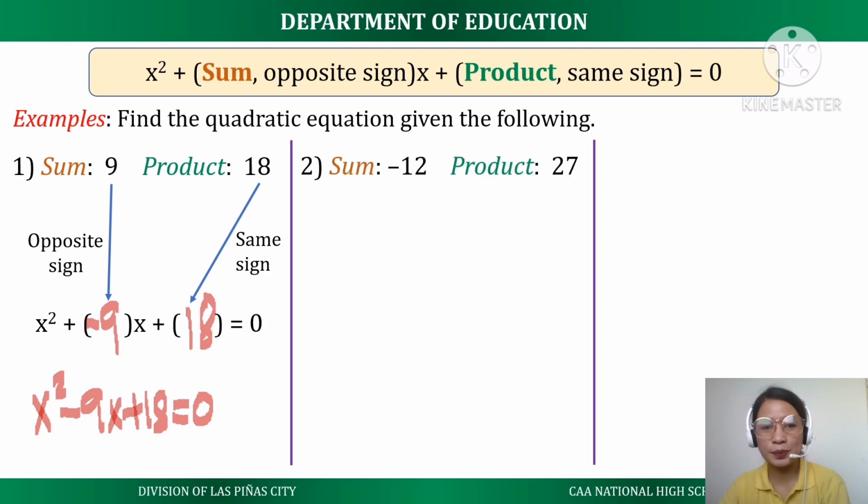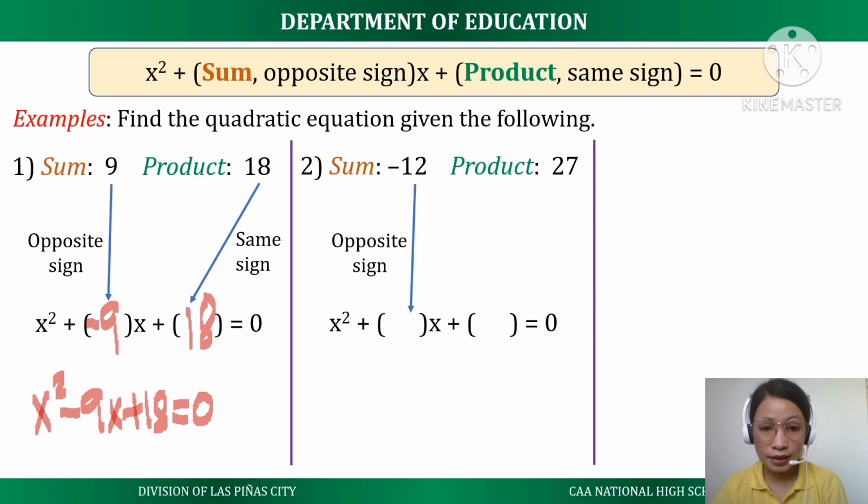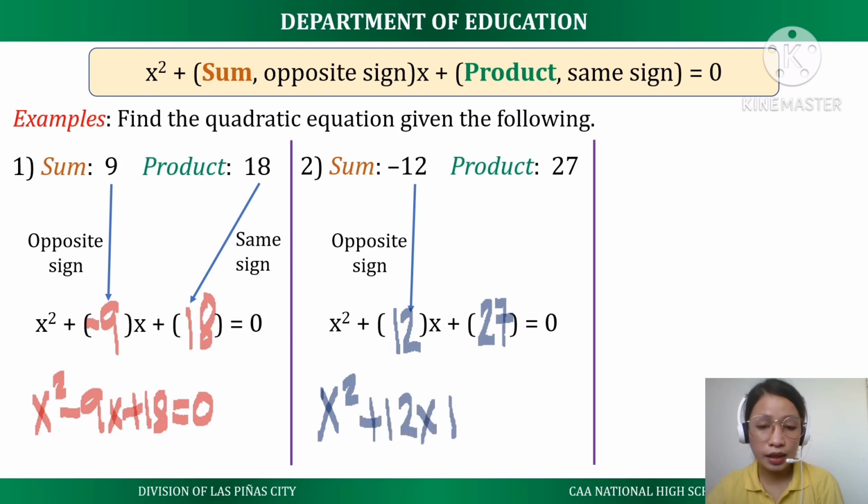Okay, second example tayo. So example number 2, the sum is negative 12 and the product is 27. Again, ilagay natin yung form. X squared plus, yung opposite sign ng sum natin. So, sum natin ay negative 12. Kukunin lang natin yung kabaliktaran ng sign yan. So, positive 12, then variable x plus product. Same sign ng product is 27 pa din. Is equal to 0, then simplify. We have x squared plus 12x plus 27 is equal to 0.